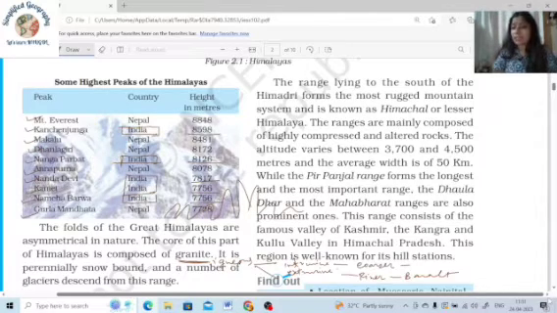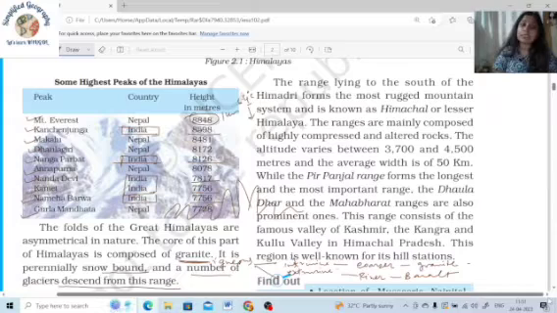Okay, so granite is one of the examples of it. It is perennially snowbound and a number of glaciers descend from this range. Why are these snowbound? It is just obvious that at such a height, as we know, with 1 kilometer of height the temperature decreases by 6.4 degrees centigrade. So with this much height, you may understand why the temperature declines and why all of these peaks are snowbound throughout the year.